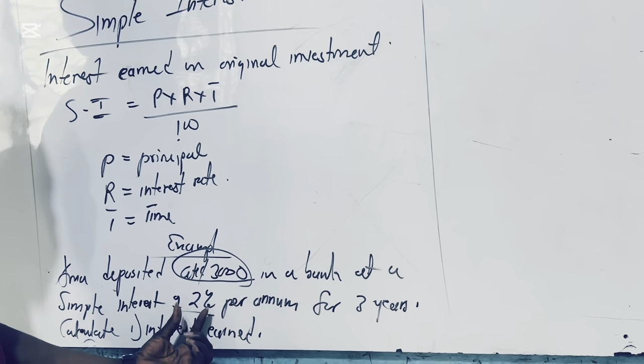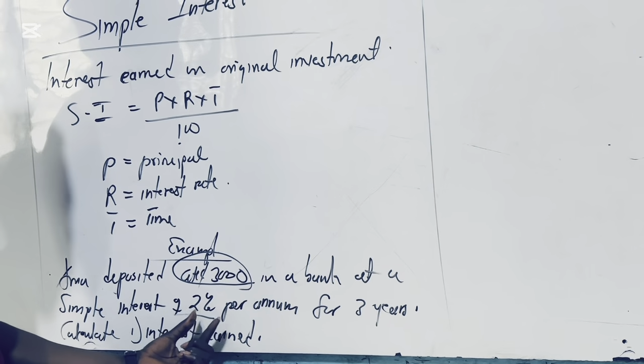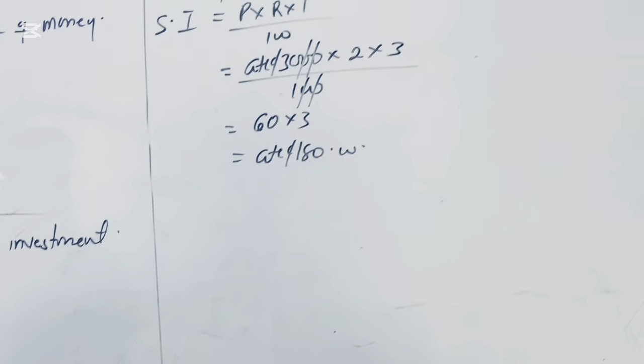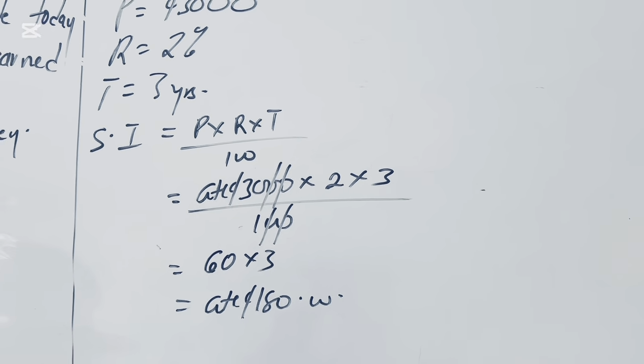So what it means is, if I deposit 3,000 Ghana cedis in my bank account, assuming the interest rate that is being offered in that particular bank is 2%, and I want to leave my investment there for 3 years, I am going to earn an interest of 180 Ghana cedis.